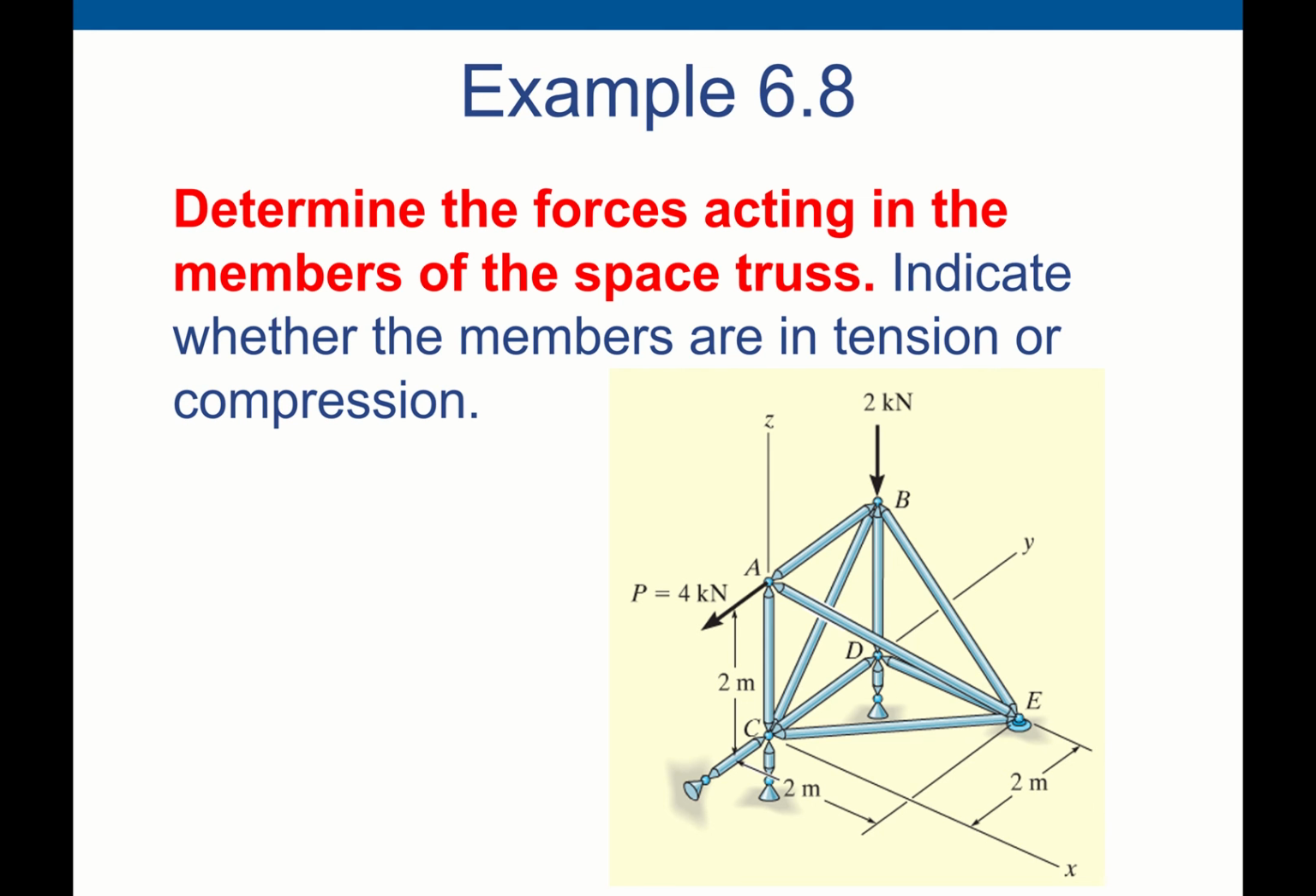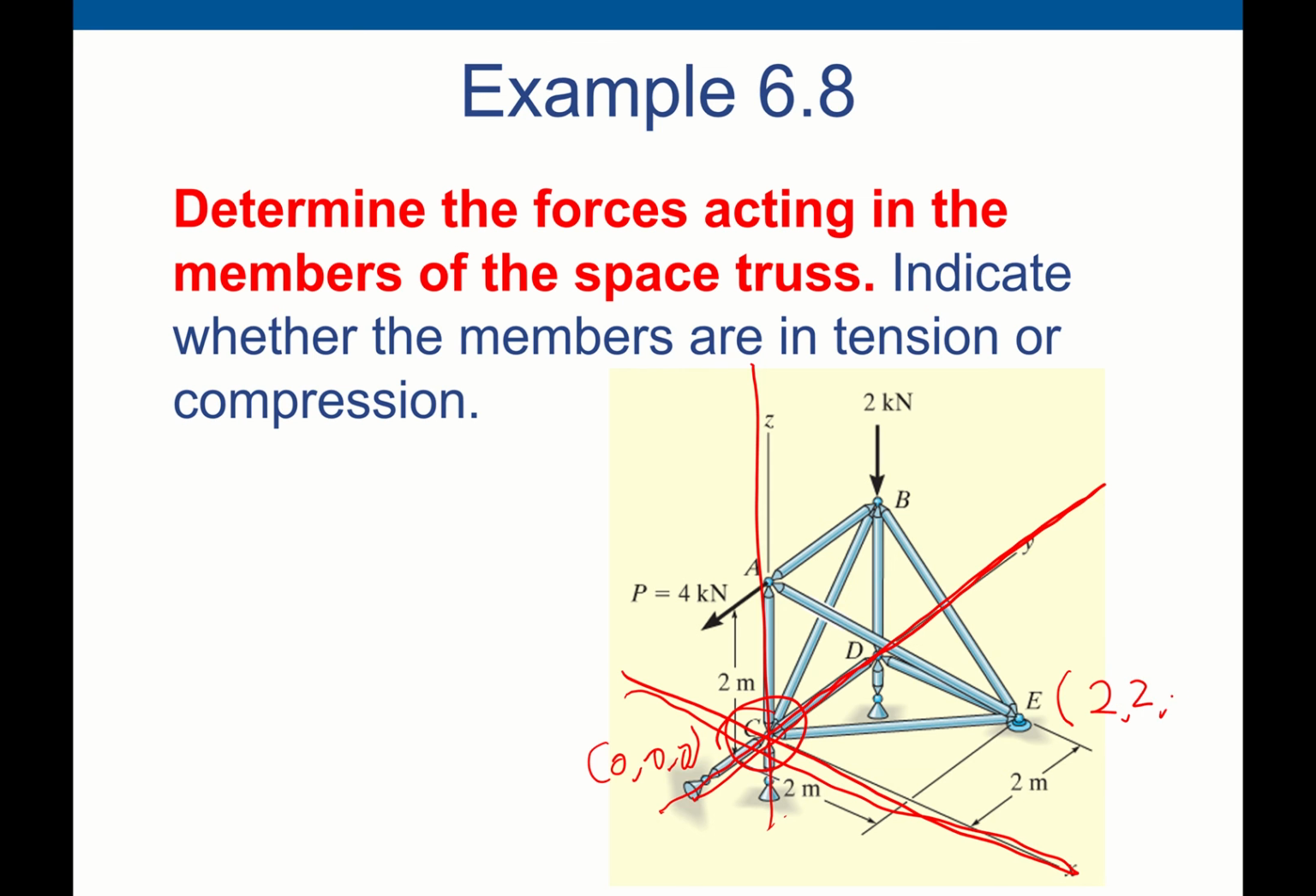By the way, we have a 3-dimensional coordinate system. You can see that this direction is the y-axis, the x-axis here, and the z-axis. That means joint C is the origin. Origin is 0, 0, 0. And E, we can see that for the x-axis it's 2, y-axis 2, and the z direction is 0. For A, we can say 0, 0, 2. This is the location of point A and point E.